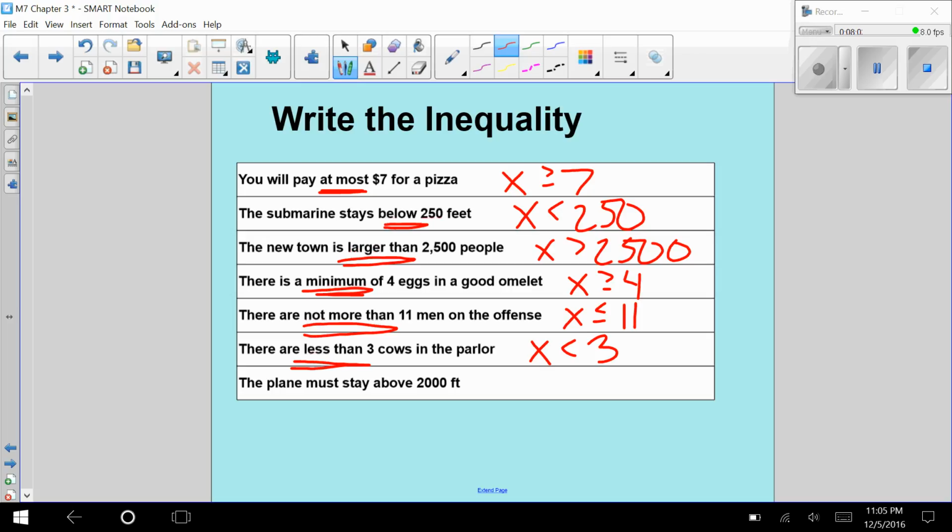And the plane must stay above 2,000 feet. Write down my variable, X. My important number is 2,000. Above is a greater than, so my answer is X is greater than 2,000.